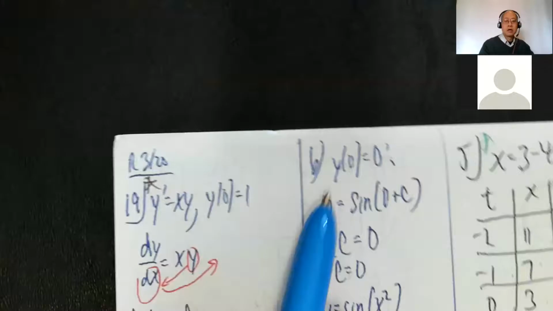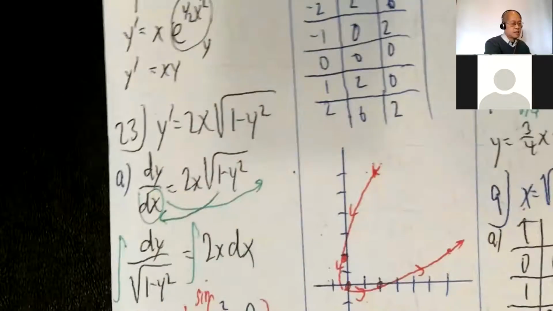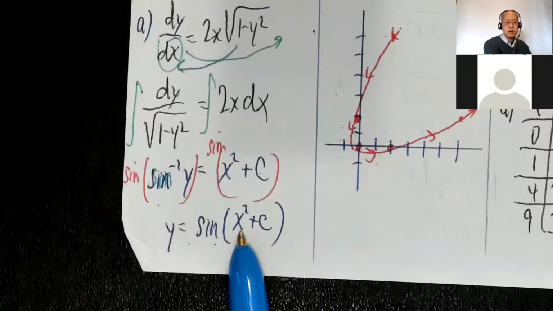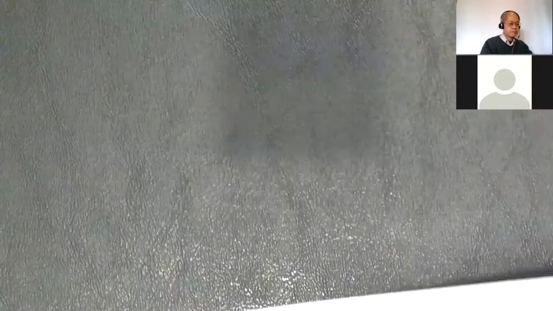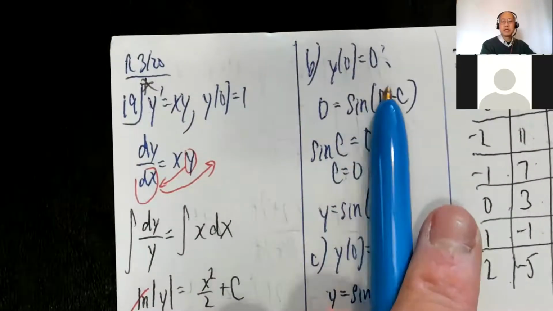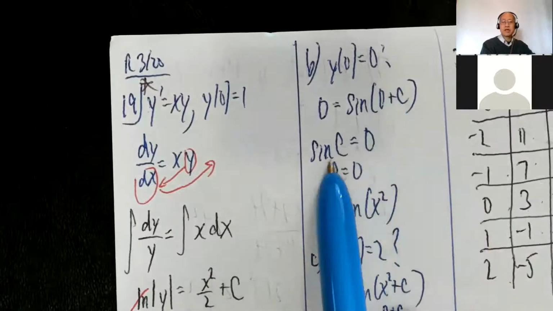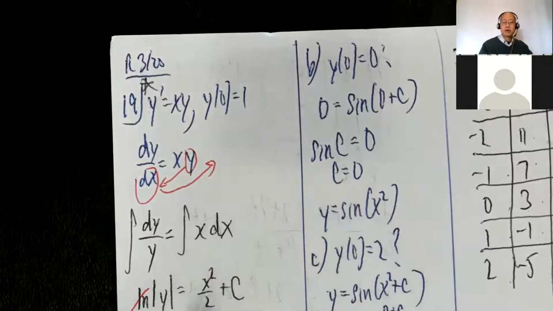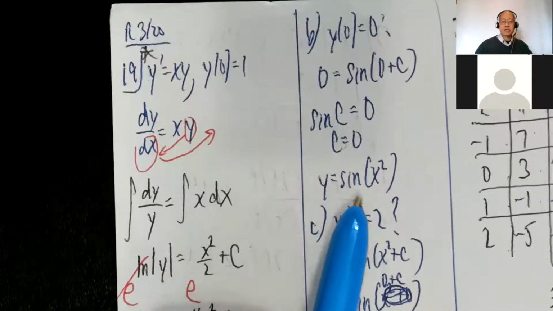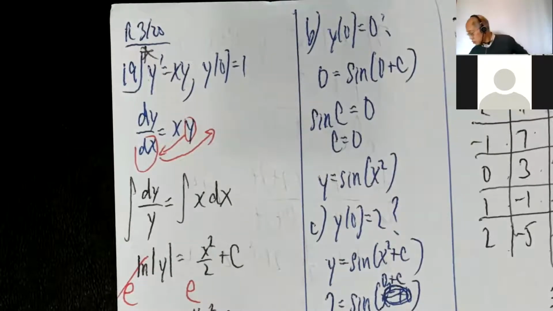Okay, part B. Y of 0 equals 0. It's easy. Put a 0 here. Put a 0 here. 0 equals sine of 0 plus c. Well, that means I want sine of c to be 0. So c is 0. So quite simply, y equals sine of x squared. Okay, and again, do not graph it. I think I indicated that on the homework sheet also, because you don't have to bother graphing that.